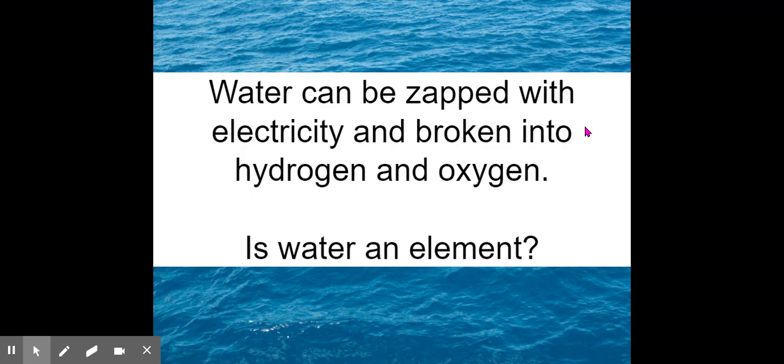So think about this. This is checking your understanding. So water can be zapped with electricity and broken into hydrogen and oxygen. So if that's true, is water an element? Think about it. If it can be broken into two different things, is water an element? Well, no, it's not, because an element is made of only one kind of atom. Okay, that's what you just learned. So if something gets broken into two other kinds of atoms, it wasn't an element to begin with.